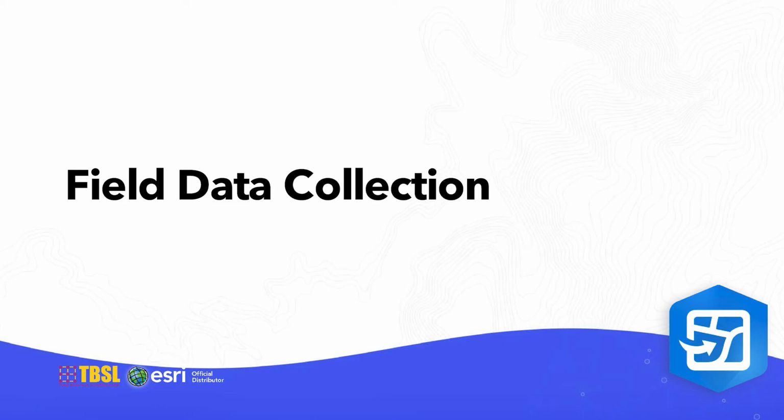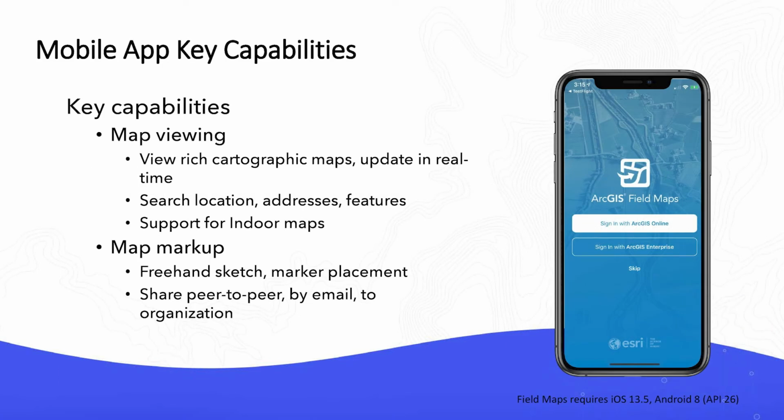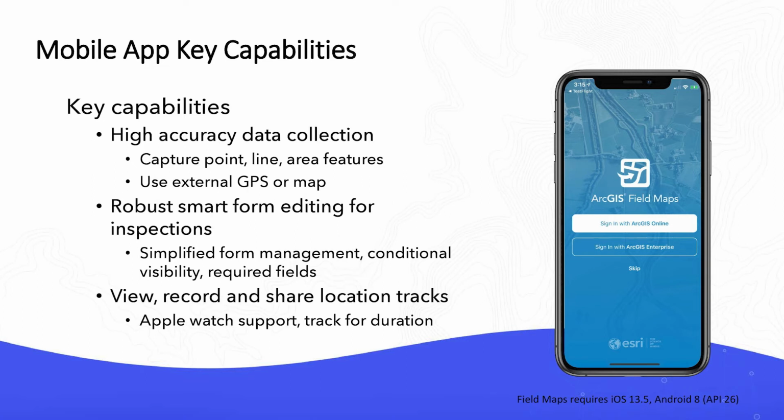So now that we have created and prepared content for use in ArcGIS Field Maps, we will now explore the basic workflows for data collection with ArcGIS Field Maps. The ArcGIS Field Maps mobile application brings together many key capabilities. These include map viewing, creating markups on maps. It also includes increasing the accuracy of data collection with options to connect to external GPS receivers, smart forms that provide added functionality for editing and inspections, and the ability to view, record, and share location tracks with the ArcGIS Tracker license extension.